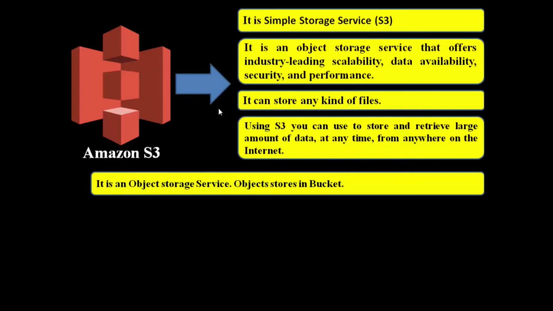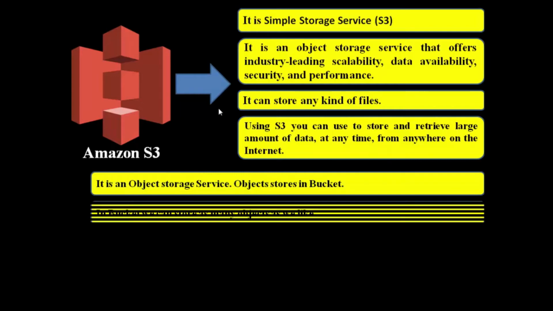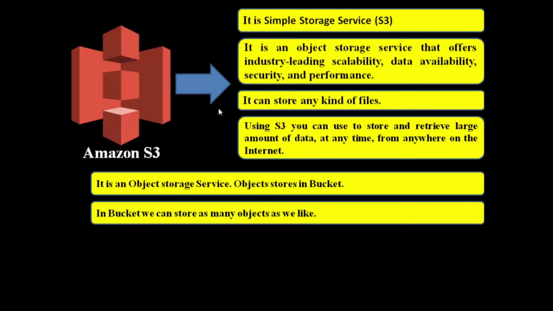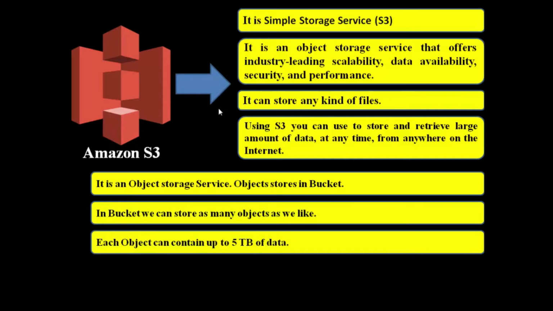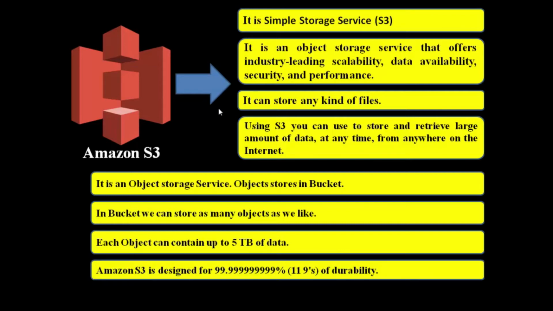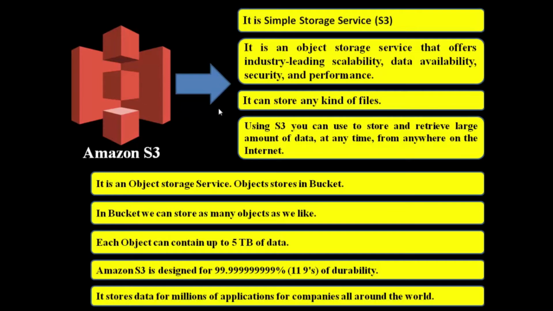It is an object storage service, and objects are stored inside a bucket. In a bucket we can store as many objects as we like. Each object can contain up to 5 TB of data, so you can assume that we can store a large amount of data inside Amazon S3. Amazon S3 is designed for 99.999999999%, that is 11 nines of durability. Such a high durability is provided by AWS on S3. It stores data for millions of applications for companies all around the world. So this is exactly what Amazon S3 is.